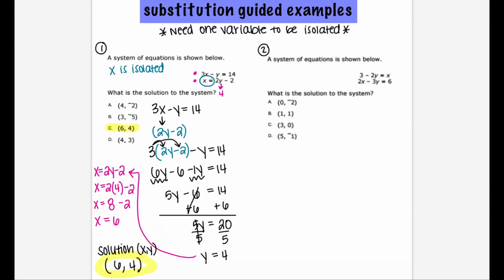All right, let's try another one. First, I want to see if I have a variable that's isolated. If I do have a variable that's isolated, then I can go ahead and use substitution. So now looking at this system, I can see that I have equals x right here. My x is on the right side of the equation, but that's fine. It doesn't matter if the isolated variable is on the left of the equal or if it's on the right of the equal, as long as you have a variable that's by itself on one side or the other. So in this one, x is isolated. So we can go ahead and use the substitution method.